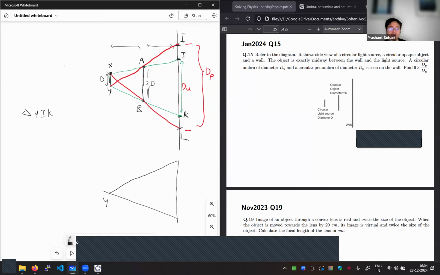And in that, if you notice, B is the midpoint of YK, right? And why is it a midpoint? Because all these distances are equal. So basically, YB and BK are going to be equal. And similarly, A is the midpoint of YI.